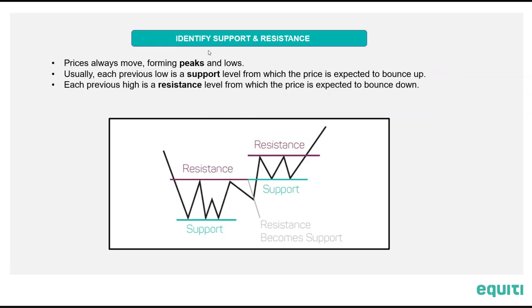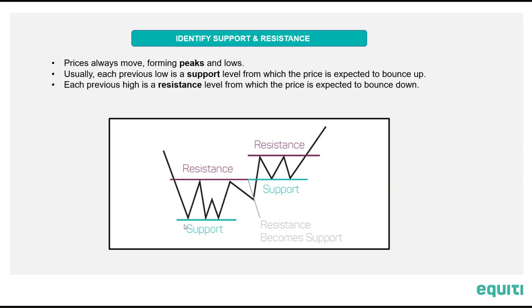Now, how to identify support and resistance? Prices always move forming peaks and lows. So as you can see here, peaks and lows. So it's either higher highs or higher lows. And usually each previous low is a support level from which the price is expected to bounce up. So we've touched the support, we're bouncing back up, we're back to support, and we're going back up. And that's what we mean when we say support level.